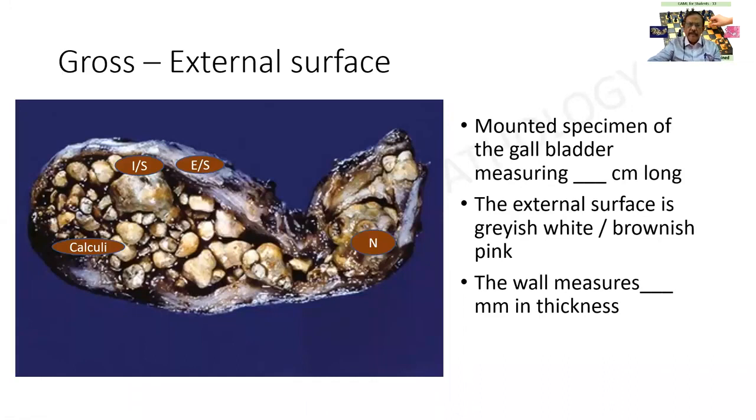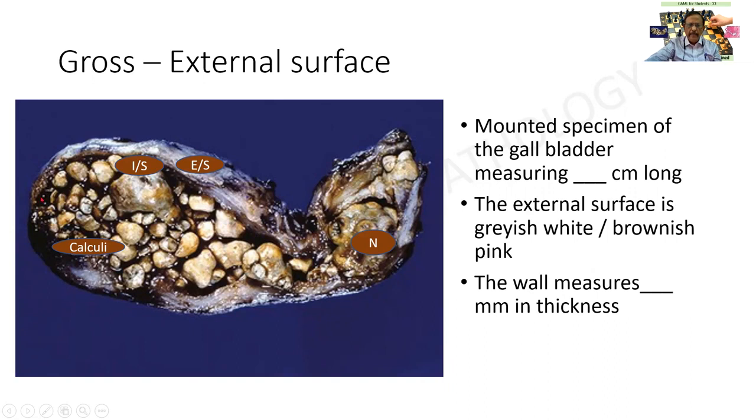This is a mounted specimen of the gallbladder. It measures so many centimeters long. Generally, a sac-like structure is not given in three dimensions, but in length. Also, we should mention the thickness of the wall. The external surface is grayish white or grayish black, whatever it might be. And the internal surface, that is the inner mucosal surface that we can see, we should mention the color. I have given it as brownish pink. You people can alter it according to your specimen.